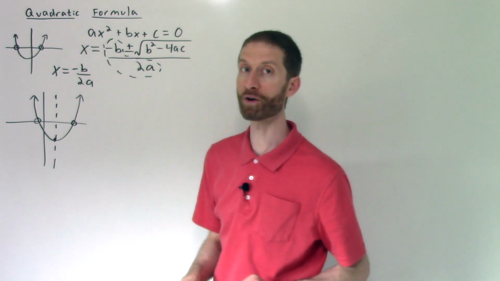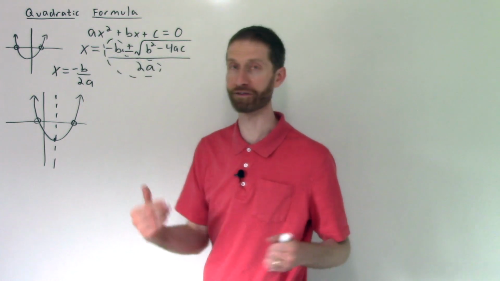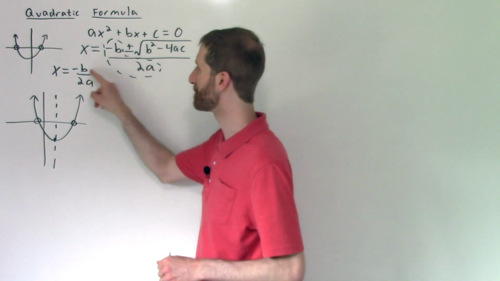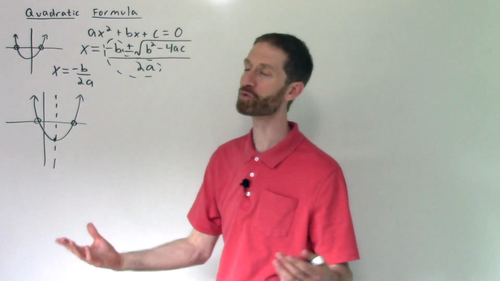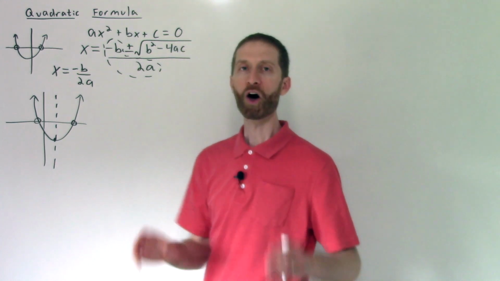So where are we if we're in the middle? Well, we're neither plus that stuff or minus that stuff. We're right smack at minus b over 2a. That's one way of understanding why the vertex is where it is. Awesome. Okay, so it's up to you.